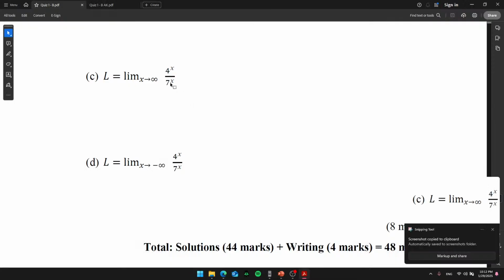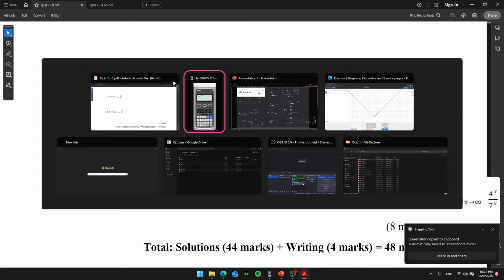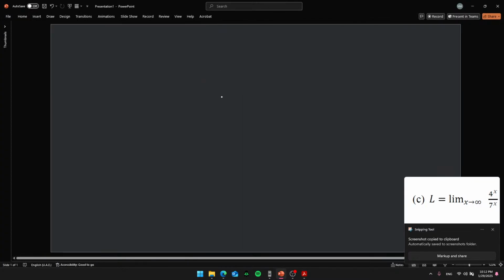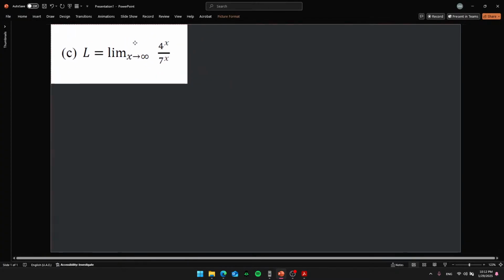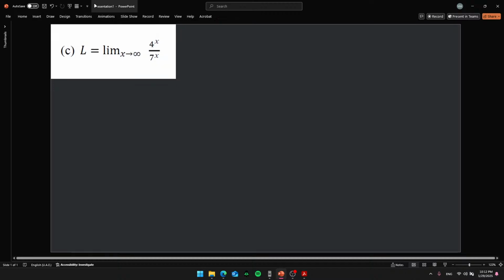This one can be solved by L'Hopital's rule, but let's see. Oh, okay, we can solve it algebraically. It's easy. Limit as x approaches infinity of 4 to the x over 7 to the x. We can take the ln of the numerator and the denominator, I guess.